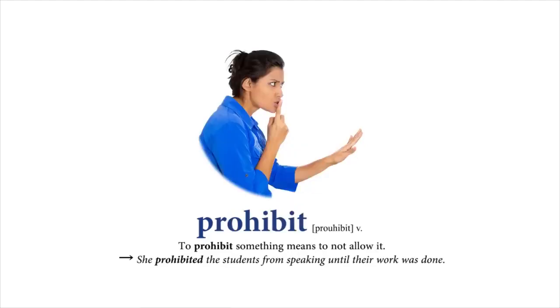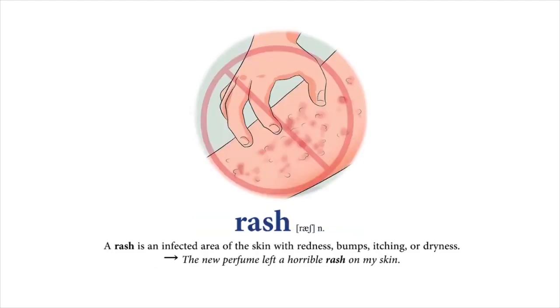Prohibit. To prohibit something means to not allow it. She prohibited the students from speaking until their work was done. Rash. A rash is an infected area of the skin with redness, bumps, itching, or dryness. The new perfume left a horrible rash on my skin.